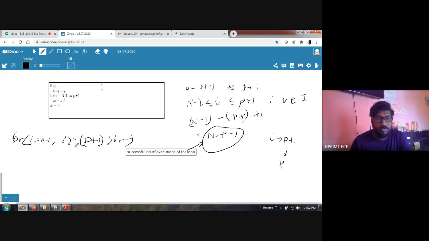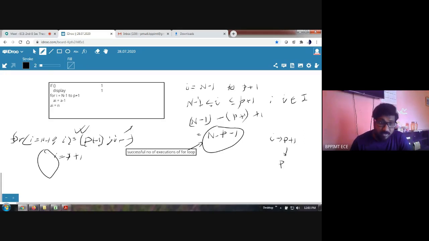So what is happening for the last time? I is equal to p plus 1, and with this value, this condition is satisfied, and that's why the body of the for block will be executed. That is the last successful iteration of the for loop. But after that, I will be further decremented from p plus 1 to p, and p is not greater than or equal to p plus 1. Due to that, the condition becomes false, so the for block will not be executed.